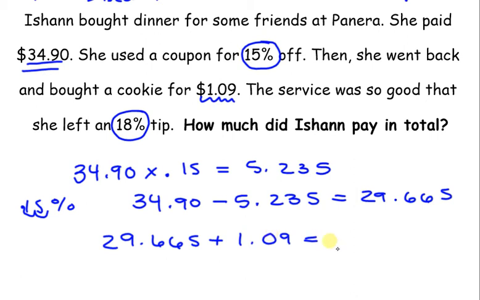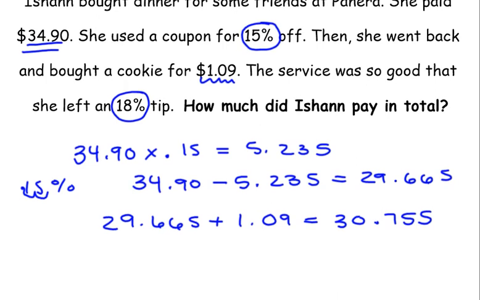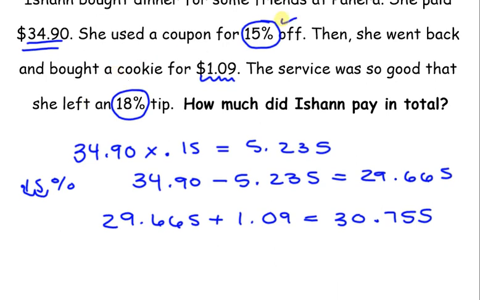And you should end up with 30.755. Okay? Again, we're not done, so don't round yet. Now, we've done the discount, we did the cookie, now we need to do the tip. So what's our new total? 30.755 times, what's the tip?